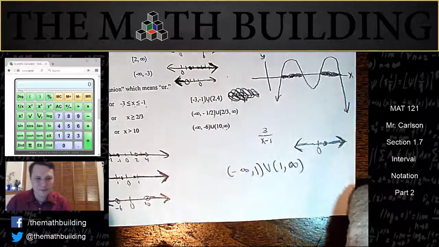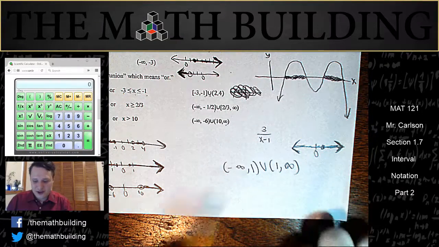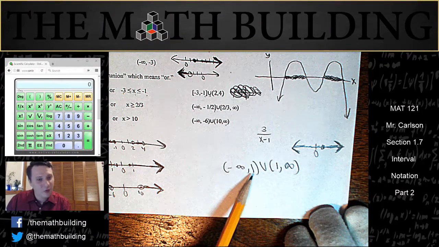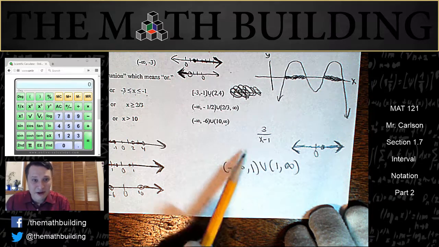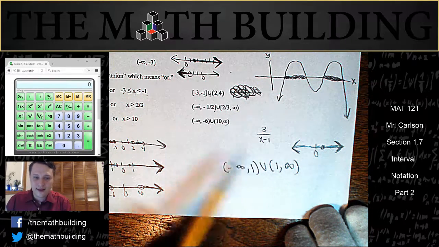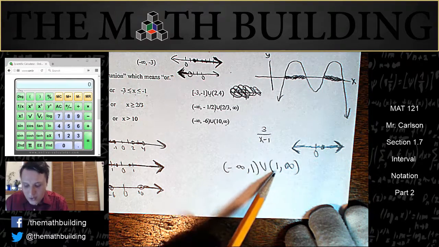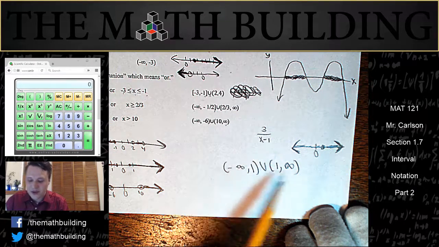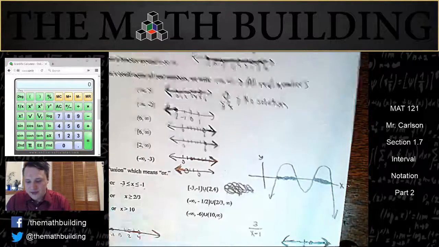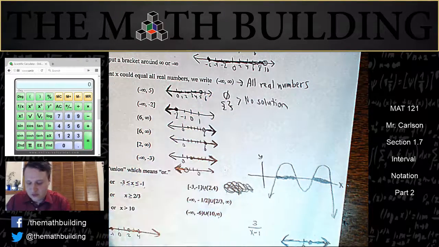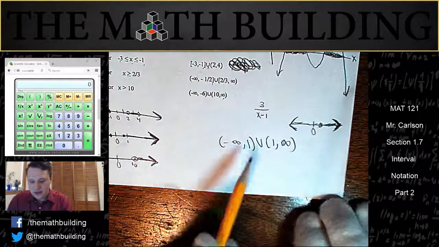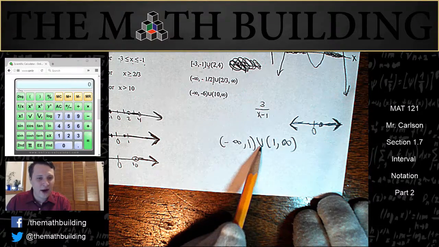Check that out. What I've done here is I have everything going up to 1 on the negative side, but not including 1. And I have everything bigger than 1, but not including 1. So it's parenthesis, parenthesis. So basically what I just did here is I took the entire number line from negative infinity to infinity, and I just cut a tiny little hole right at 1.